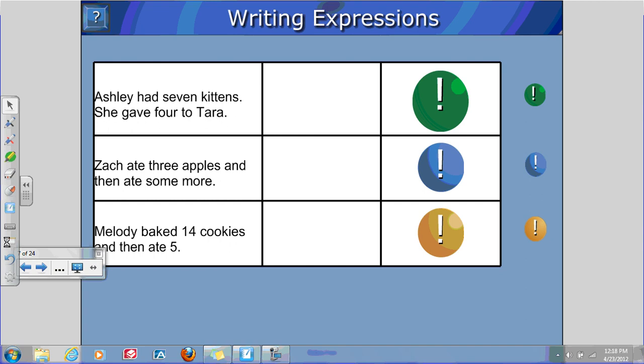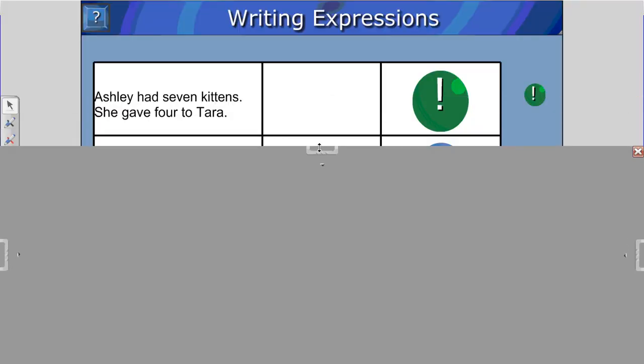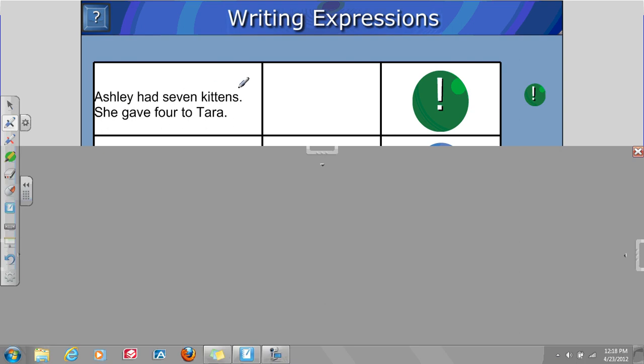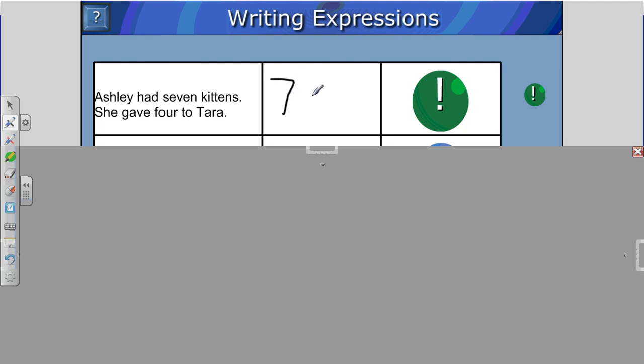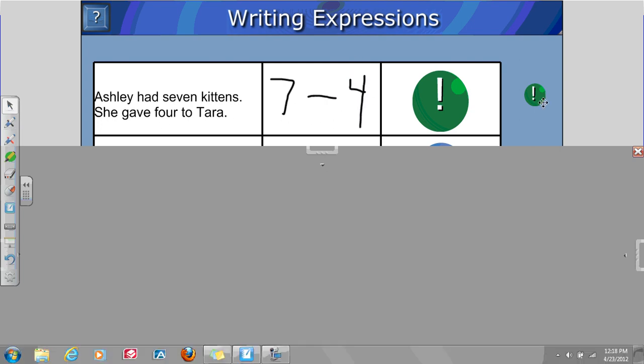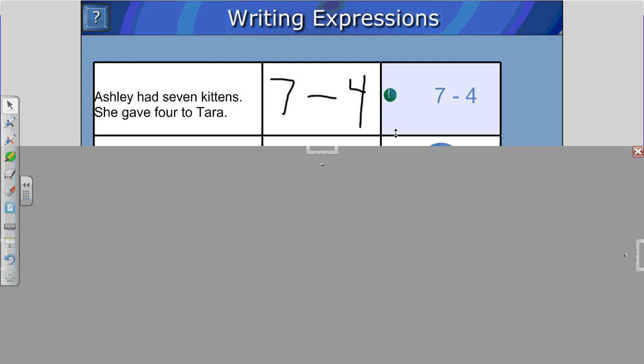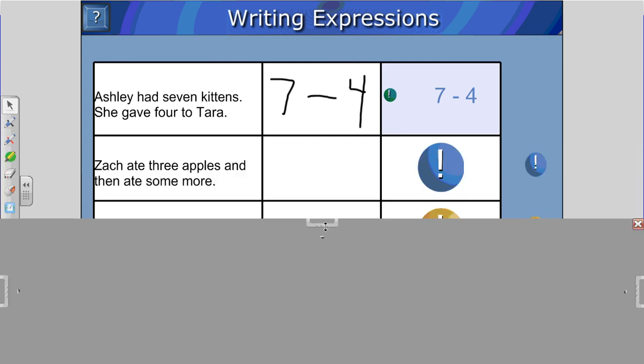Let's look at some examples using word problems. Here we have, Ashley has 7 kittens. She gave 4 to Tara. So she has 7 kittens and she gave 4. That means she's going to take away 4 from what she has. So subtract 4. Let's see if that's correct. Sure is. Let's try another one.